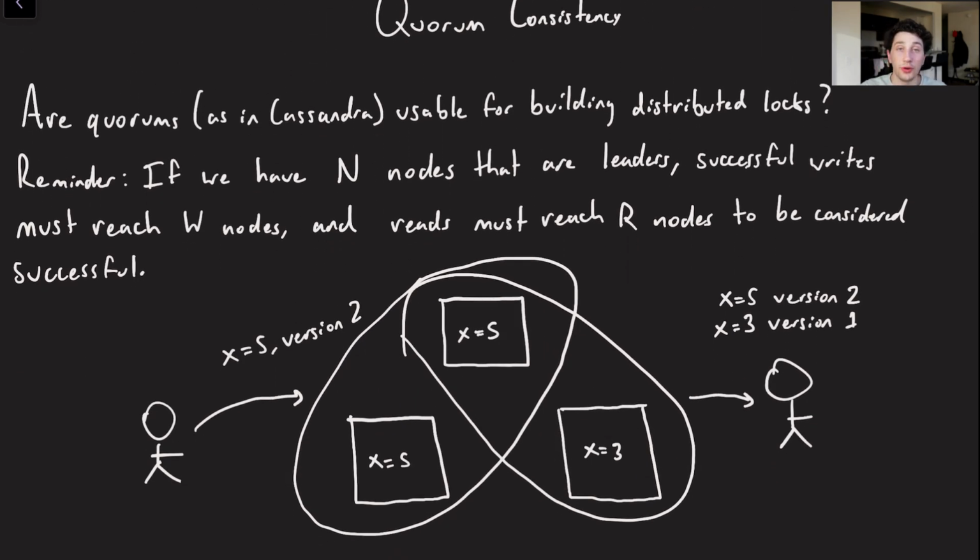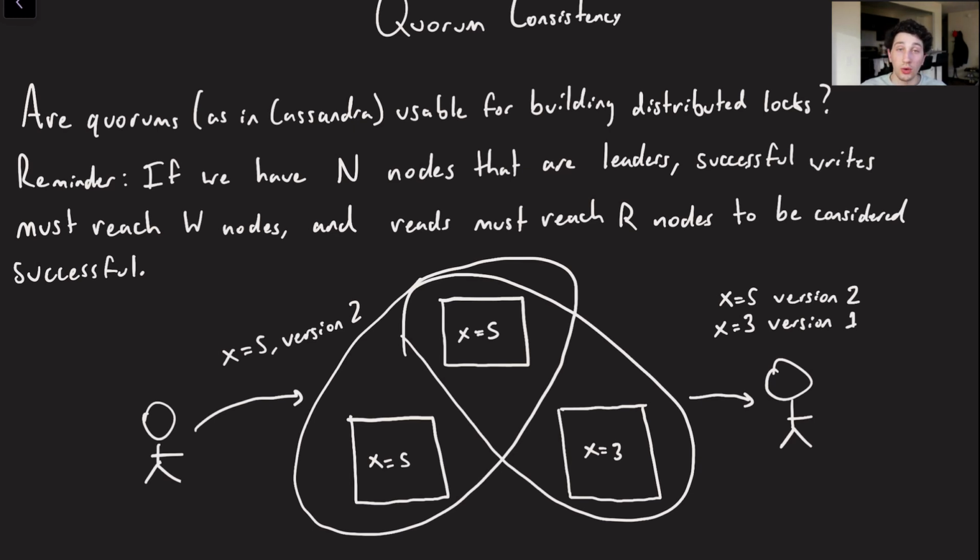Now let's start getting into other forms of replication. The one that I'm going to talk about here is quorum consistency. The reason that I talk about it is because there is a pretty common misconception that when you use quorums, like in Cassandra, they are strongly consistent. Now, is this actually true? I'm going to go ahead and say no. So let's talk about why.